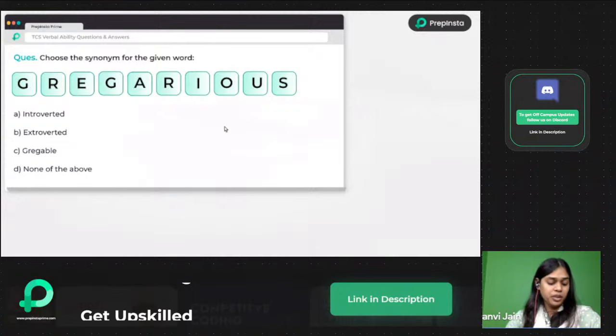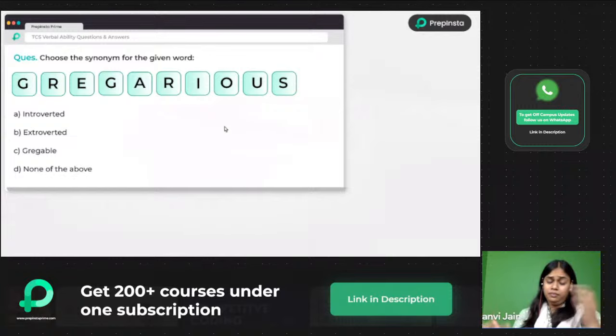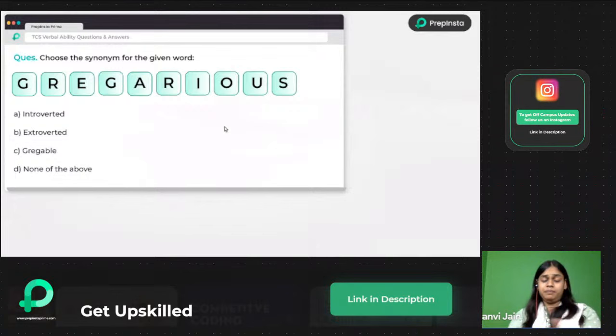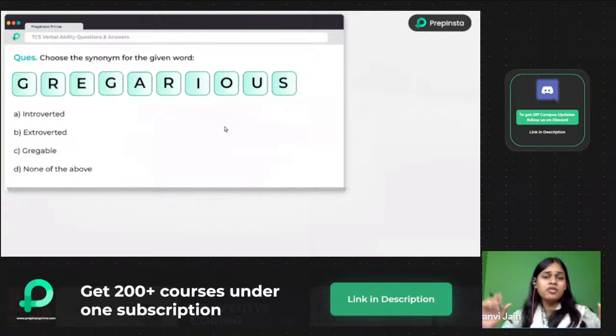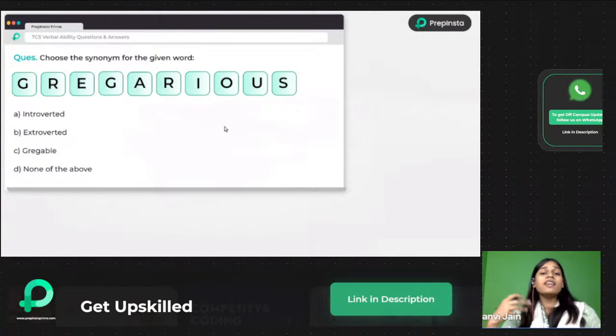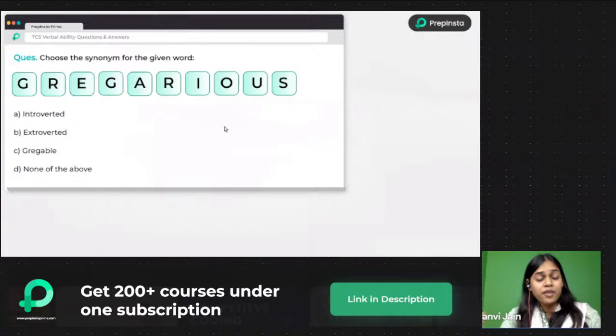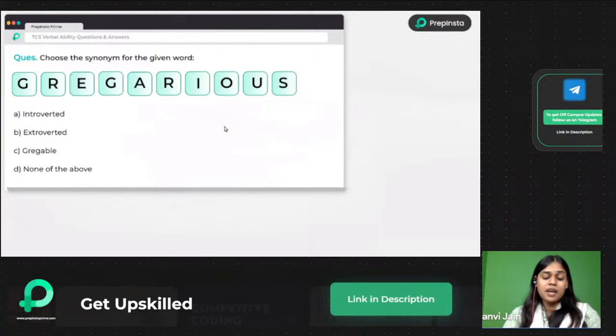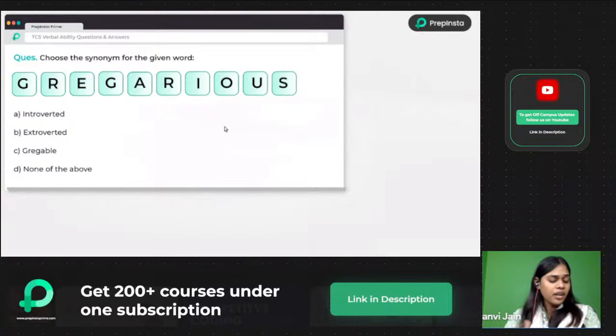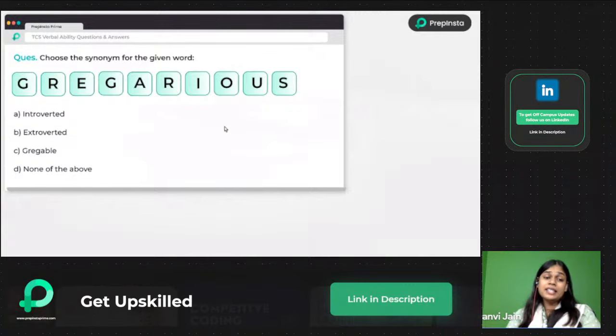Now you need a synonym for the same. So we all know what is the meaning of introverted. If you're an introvert person, you are very bad at making friends, right? So you can be me. I'm an introvert and it's very difficult to make friends, right? So that's an introvert. If you're an extroverted person, that means you're a very sociable person. You can go out and make friends with people. Right? So that's an extroverted person, right? And the next is gregable. Gregable is someone who is capable of being graded. So it's completely out of the context, right? And the answer for the term gregarious is extroverted, right? So option B, extroverted, will be the correct answer for the term synonym.